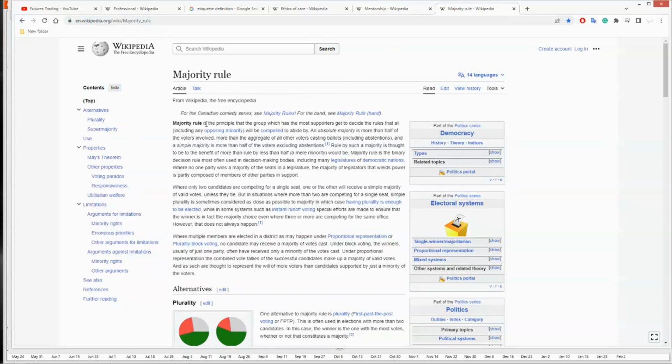Majority rule. This is what we're looking for in the chart, and I'm going to show you many examples of what majority is. We're going to take the time to comb through these charts from the daily down to the hourly and the 1 minute. I want you to be able to see the majority rule. Why? Because it's the principle that the group which has the most supporters gets to decide the rules that all, including any opposing minority, will be compelled to abide by. So they're forced, there's no compromise there. They're forced to follow along.